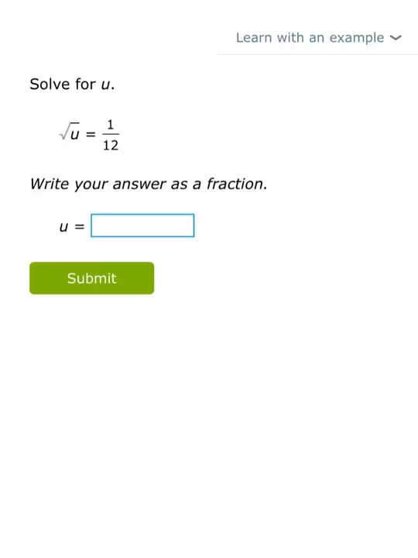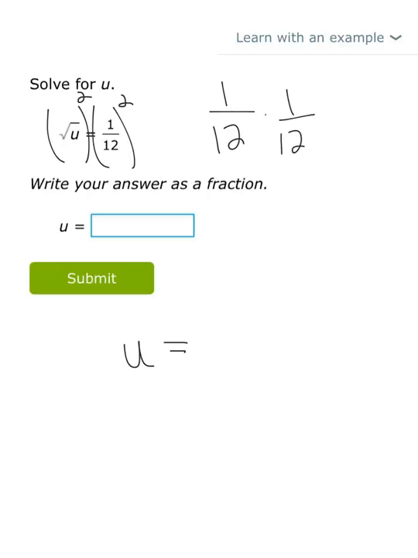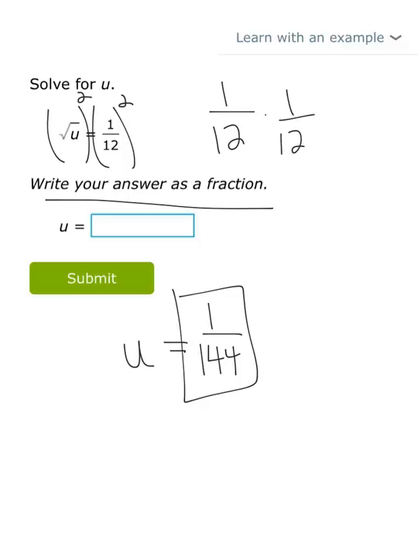So I'm going to solve for u. This one's a little bit easier. I would still do the same thing. I need to get rid of the radical, so the inverse of taking the square root would be to square each side. So I'm going to raise each of them to the second power. The square root of u squared is just u, because it gets rid of the radical and you're left with what's underneath. And then I would need to multiply 1/12 times 1/12, which would give me 1 over 144. And it wants you to write your answer as a fraction, so I would just type it in just like that, 1 over 144.